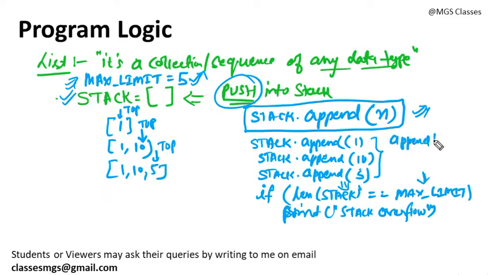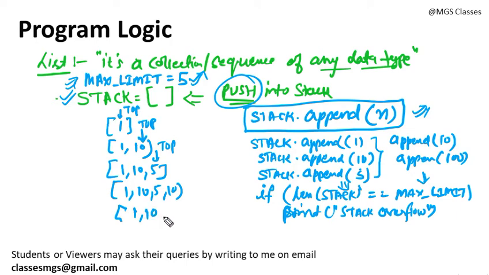If you are calling the append method, let's suppose append 10, then 10 will be inserted again: 1, 10, 5, then 10. If you call the append method once more and insert 100, then this 100 will be inserted: 1, 10, 5 and 10 and then 100.